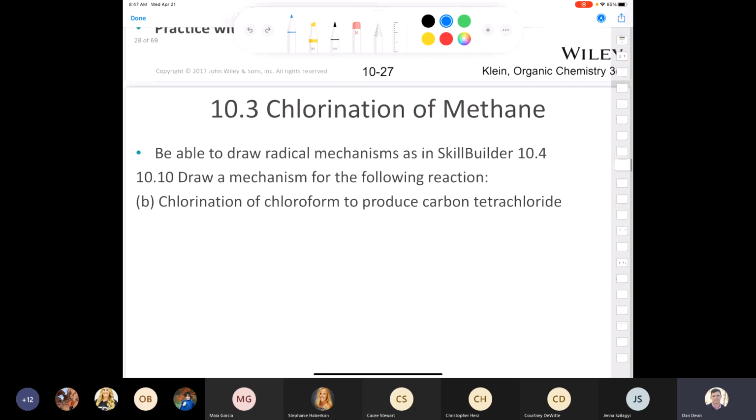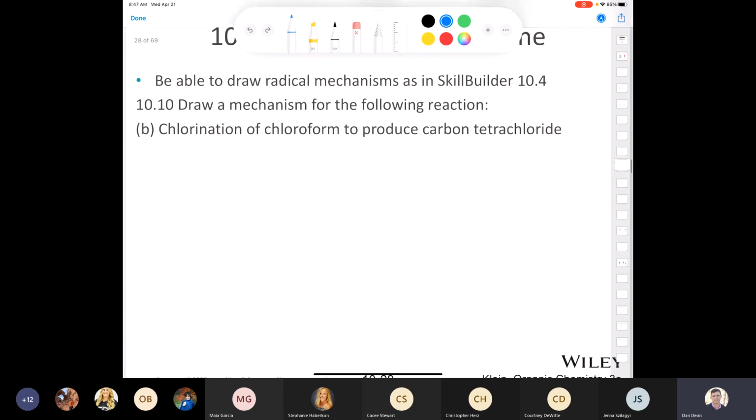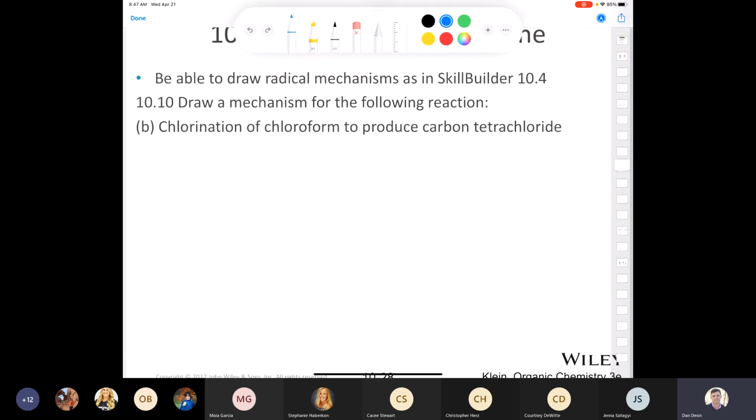All right, well, let's move on from there, and let's see if we can draw, what does it say here? Be able to draw mechanisms, as in Skill Builder 10.4. It says draw the mechanism for the following reaction: the chlorination of chloroform to produce carbon tetrachloride. So chloroform, right, is not only for kidnapping, okay, it's CHCl3, okay, and carbon tetrachloride, you should know how to draw carbon tetrachloride.